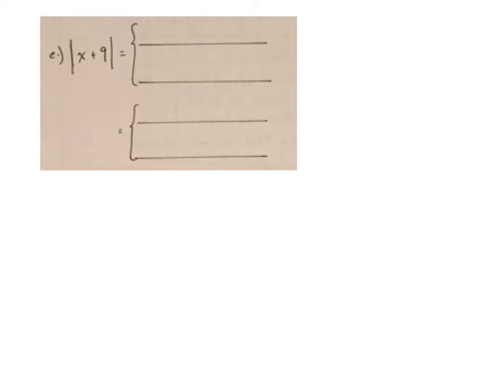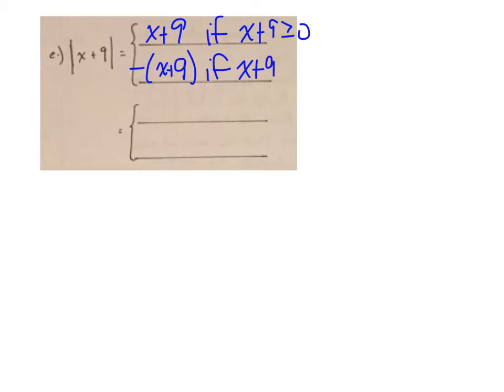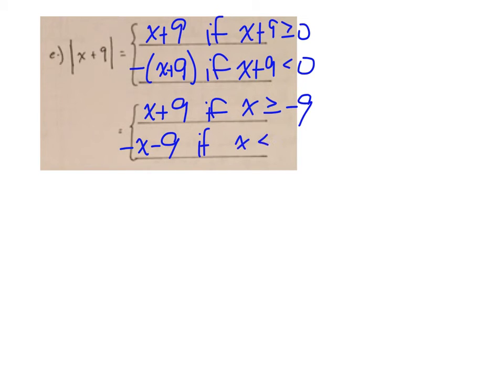Same thing with x plus 9. It's either going to be x plus 9 or the opposite of x plus 9. It'll be x plus 9 if x plus 9 is positive, and it'll be the opposite of x plus 9 if x plus 9 is negative. Now simplify every part that you can. x plus 9 can't be simplified. We can distribute the negative into negative x minus 9. And then for the right side, we have to subtract 9 from both sides. So x will be greater than or equal to negative 9, and x will be less than negative 9.